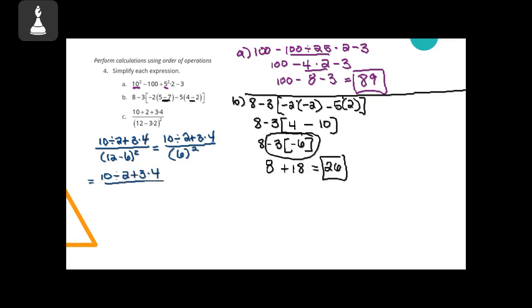So I'm going to do multiplication and division in the order they occur from left to right. So division is first. 10 divided by 2 is 5. 5 plus 3 times 4. So the operations I have left are addition and multiplication. Multiplication comes before addition. So I'm going to do that piece first. So 5 plus 3 times 4 is 12, all over 36. And lastly, 5 plus 12 is 17 over 36.